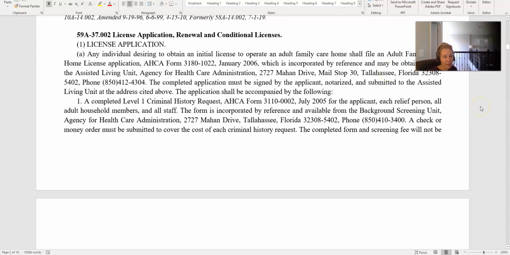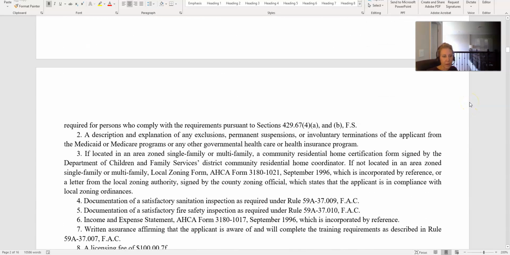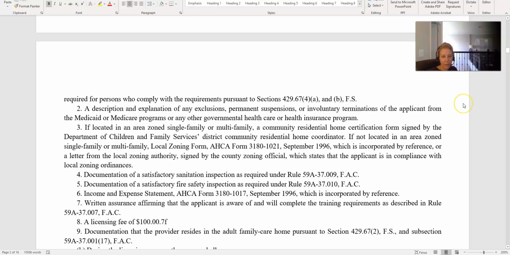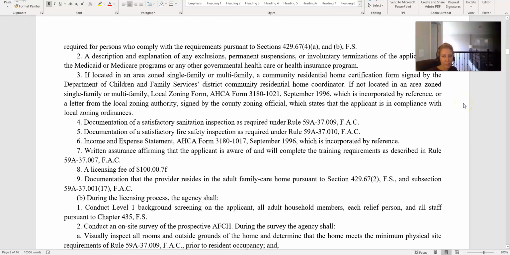Number 1, a completed Level 1 criminal history request. You can get the ACA Form 3110-002 for the applicant, each relief person, all adult household members, and all staff. The form is incorporated by reference and available from the Background Screening Unit at the Agency for Healthcare Administration. A check or money order must be submitted to cover the cost of each criminal history report. The completed form and screening fee will not be required for persons who comply with the requirements in Section 429.67.